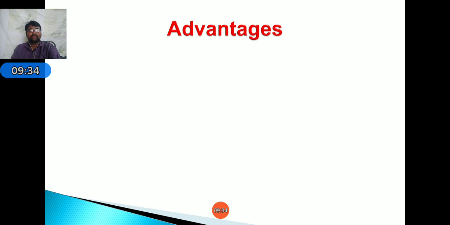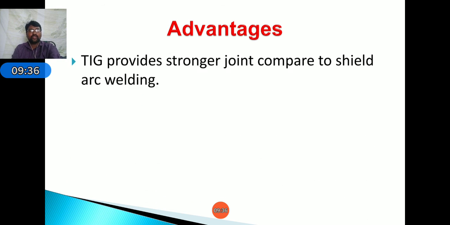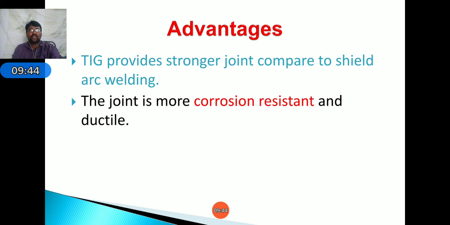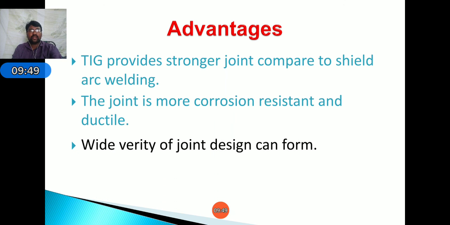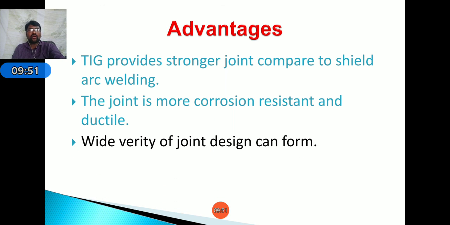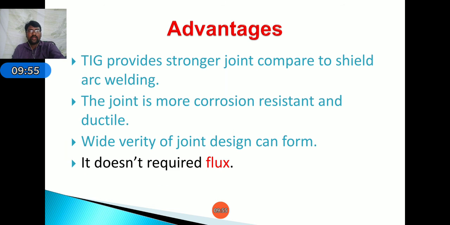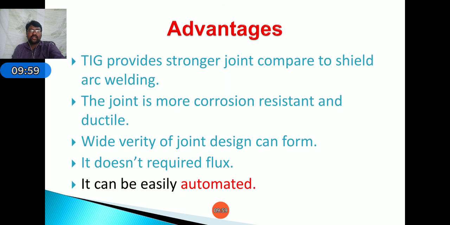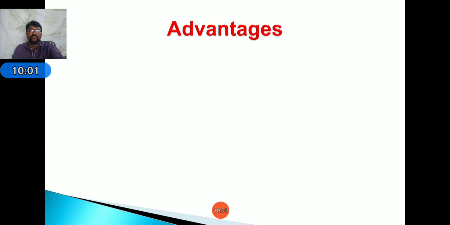Next, coming to advantages. TIG provides a stronger joint compared to shielded arc welding. Next, the joint is more corrosion resistant and ductile. Here a wide variety of joints can be formed. Next, it does not require flux. Next, it can be easily automated.